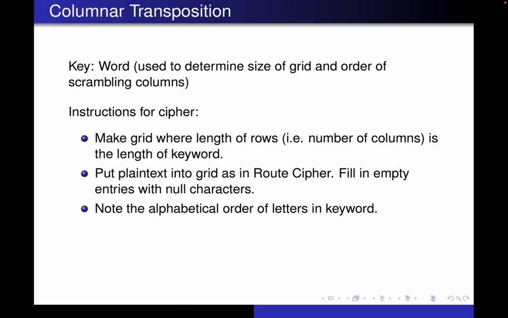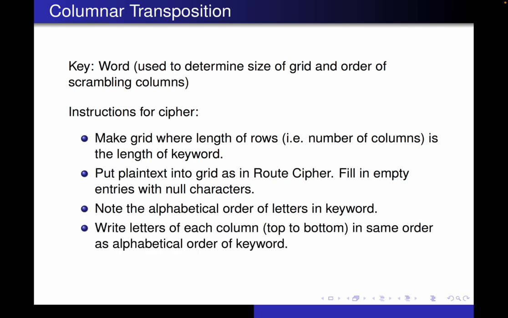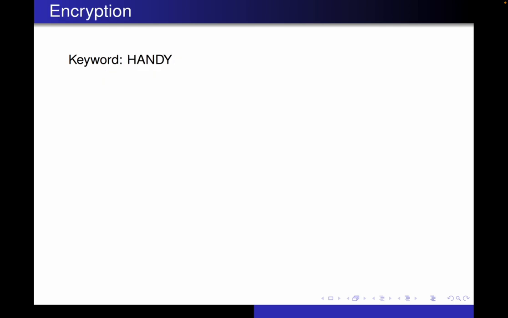And then we're going to pay close attention to the alphabetical order of the letters in the keyword. Remember, each of those letters in the keyword represents a column in our grid. We're going to look at those columns in alphabetical order, and then take the ciphertext from those columns in that order. All right, so let's look at that in an example just to see how this is going to work.